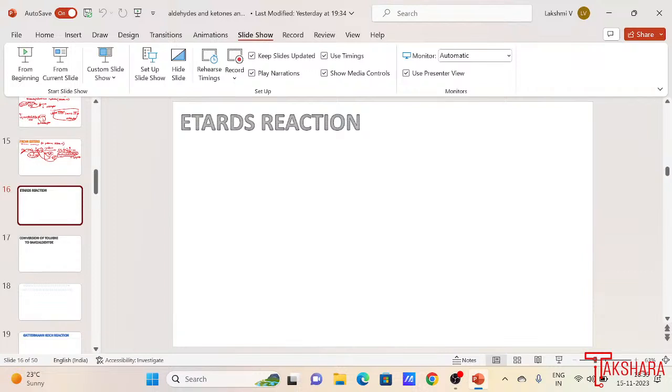In today's class, let us continue with the aldehydes, ketones, ethers chapter, the continuation of the previous class.